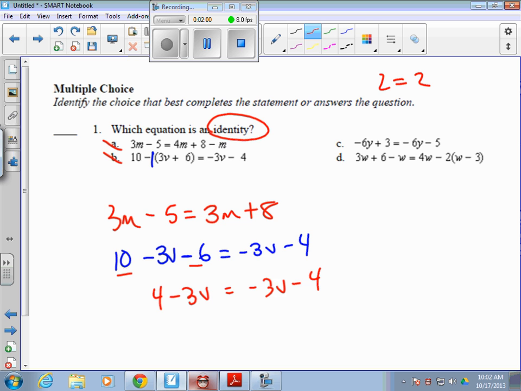C's already simplified on the left and the right. They both have -6y, but the left has +3, the right has -5. C will not be it either. So that means D must be it, but let's check to make sure.